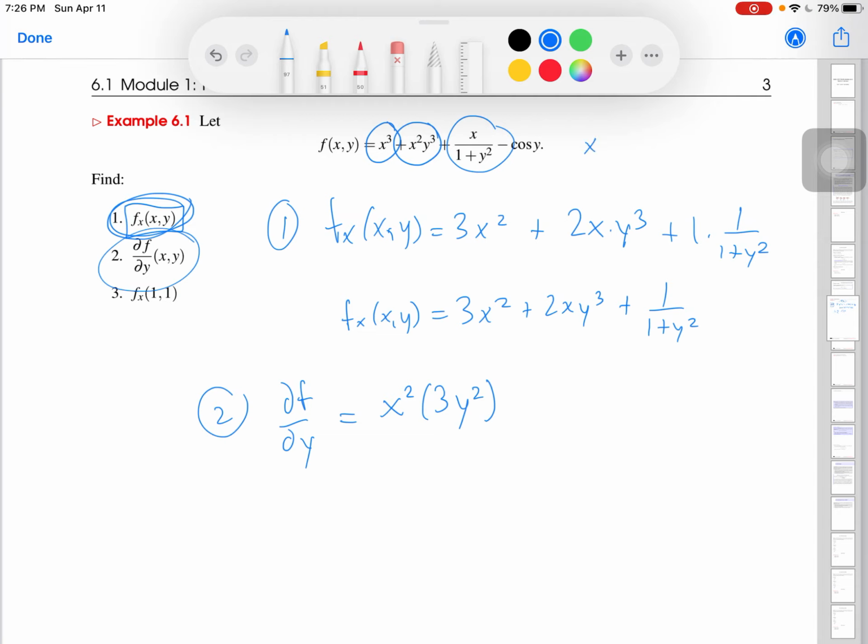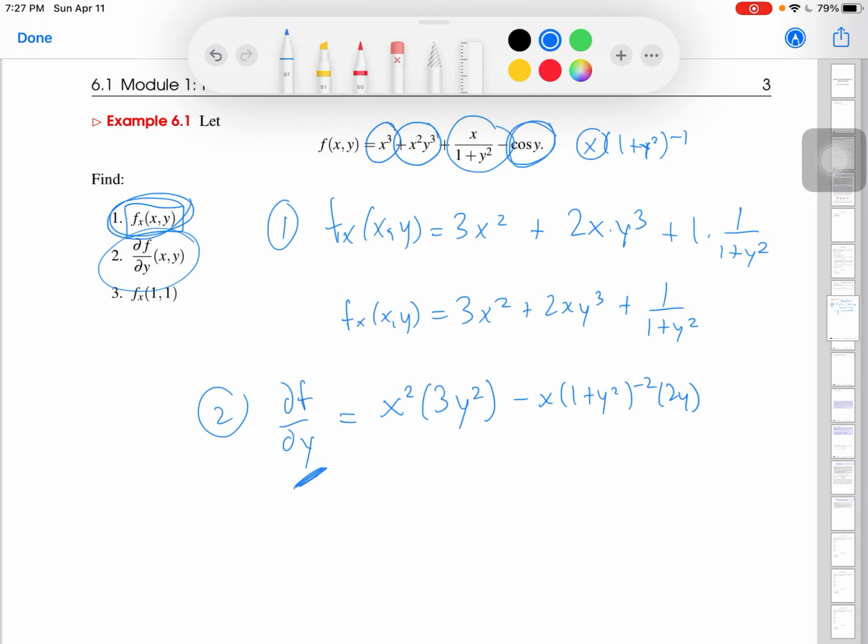So now we're thinking of this as 1 plus y squared to the negative 1, and we're thinking of x as constant. So the derivative there is, with respect to y, 1 plus y squared to the negative 2 times 2y. So there I'm using the chain rule from single variable calculus. And then the last term, this is now a function of y, and y is the variable we're differentiating with respect to. So I do take the derivative.